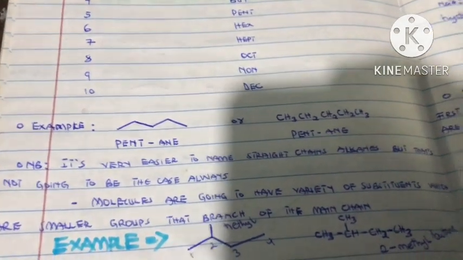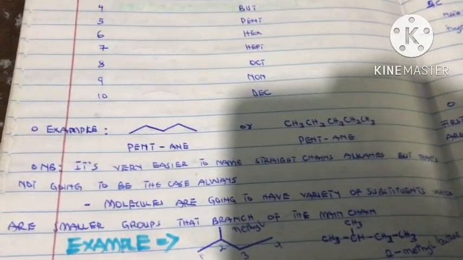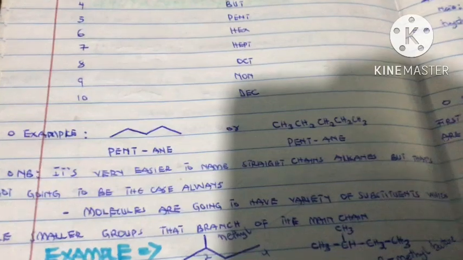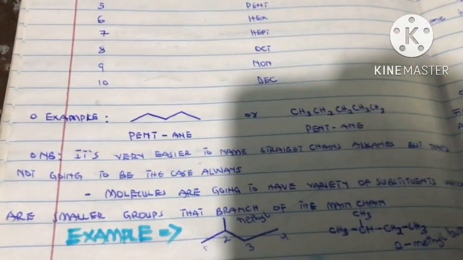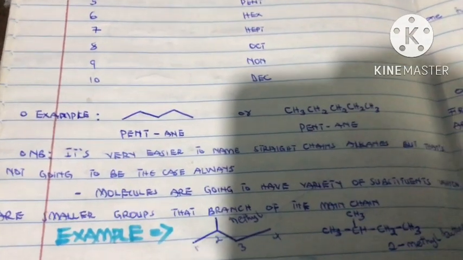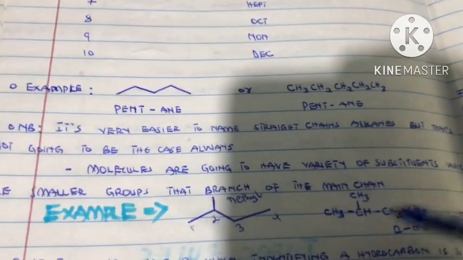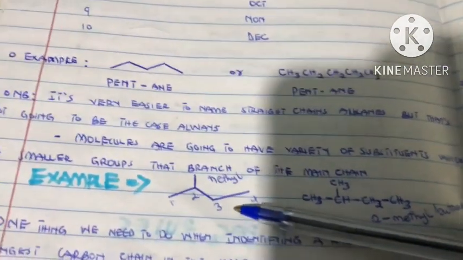It's very easy to name straight chain alkanes, but that's not always going to be the case. We are going to have molecules with a variety of substituents, and when I say substituents, they are smaller groups that branch off the main group. So let's look at this molecule here.